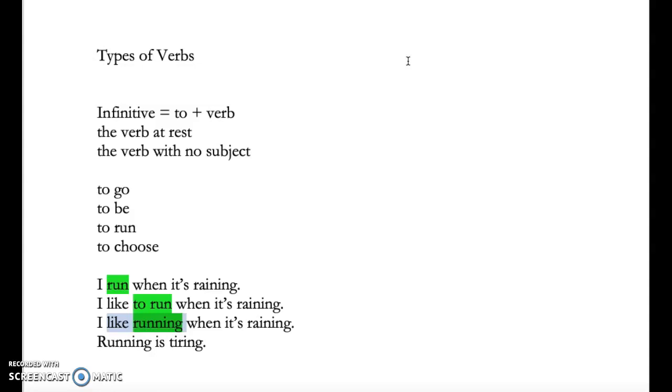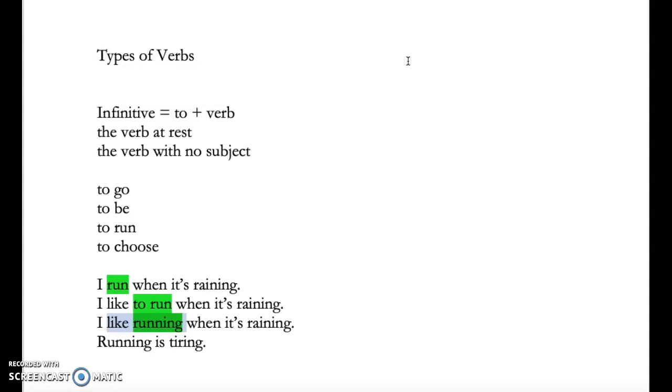The infinitive's formula is to plus the verb. I like to think of the infinitive as the verb at rest. It doesn't have a subject who's doing it. So, for example, if I say to go, to be, to run, to choose, I'm not telling you who is going, who is being, who is running, or who is choosing. Those verbs do not yet have subjects.